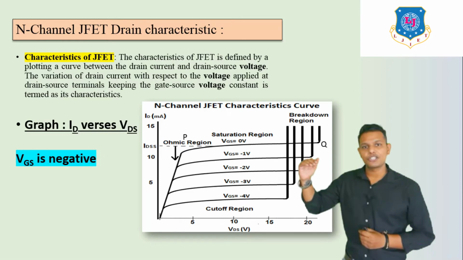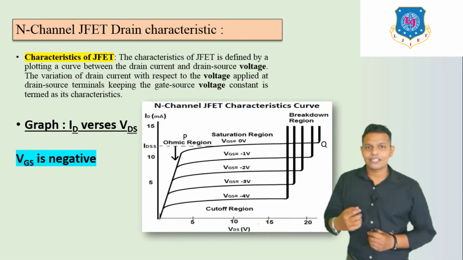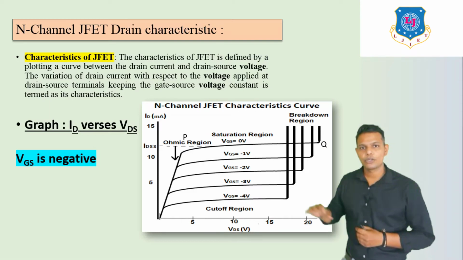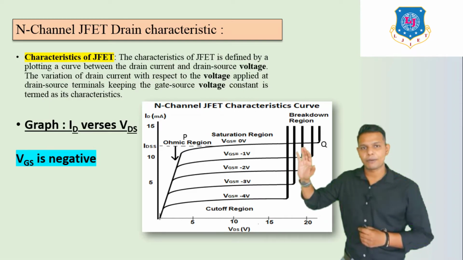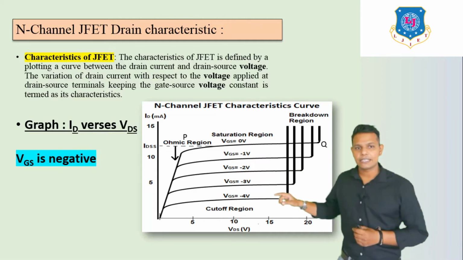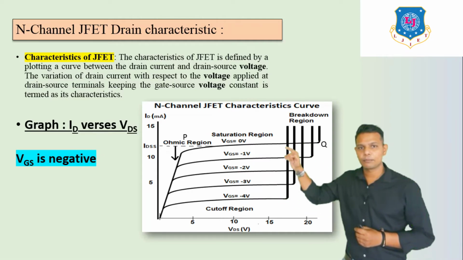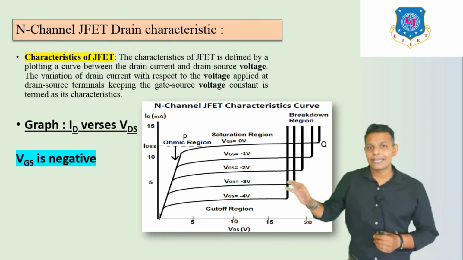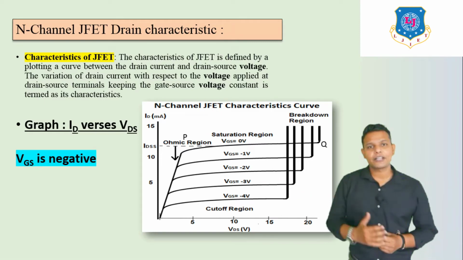After this region your transistor becomes damaged permanently. Here we can see it is damaged permanently because of the breakdown. So this portion is known as the breakdown region. So these are the characteristics of N-channel JFET.